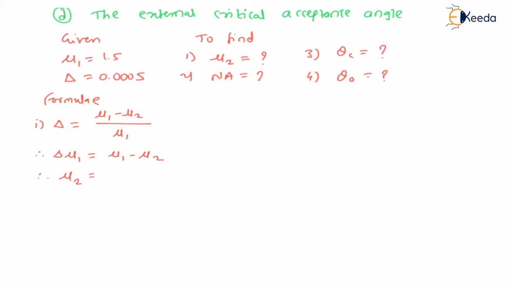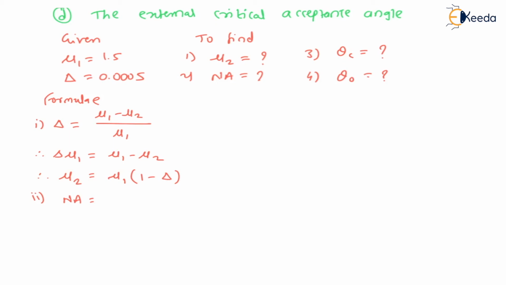See, this delta mu1 will be on this side, so it will be mu1 into bracket 1 minus delta. And then we know the value of mu1, that is 1.5, as well as the delta. So we can easily find the value of mu2, that is the refractive index of cladding. Now for NA, again that is a simple one. Here from this first equation we'll have the value of mu2.